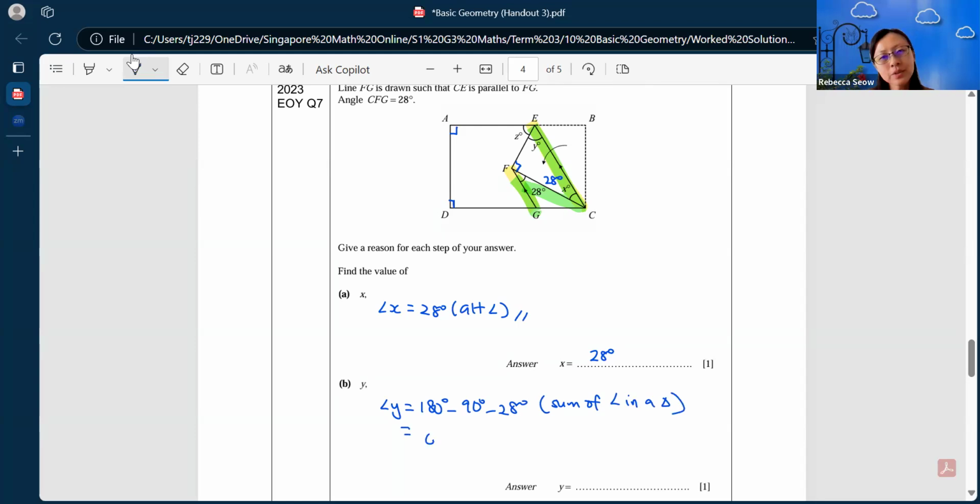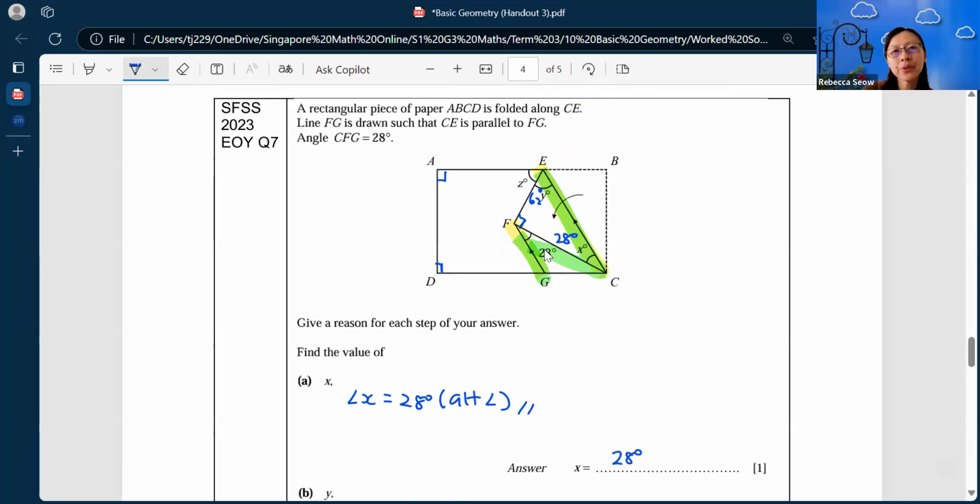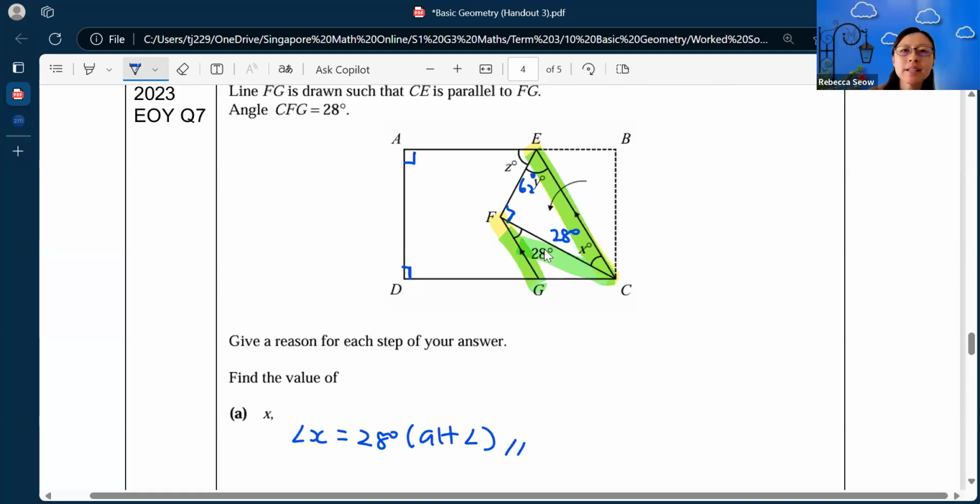So we have 62 degrees. All right. Now we want to find angle Z. If you look a little more closely at the diagram, you realize that this angle Z is being formed because a side of the piece of paper was folded in. If we try to imagine folding it back, this portion here will actually be here, and this makes the angle BEC 62 degrees.